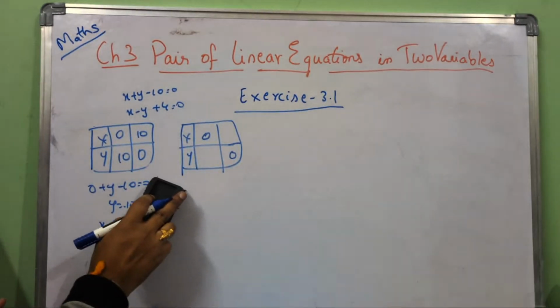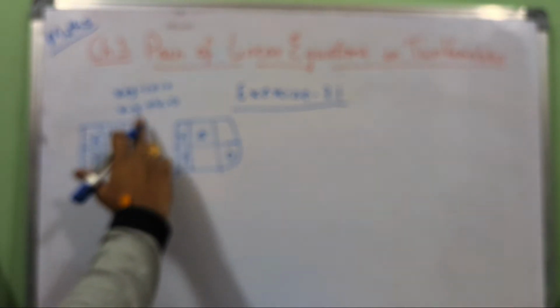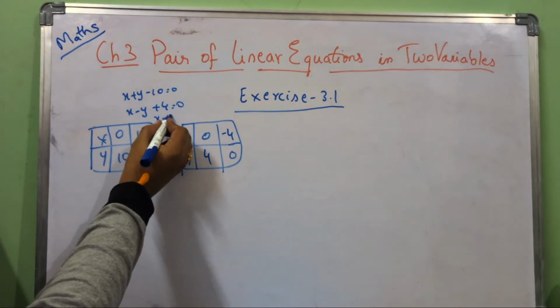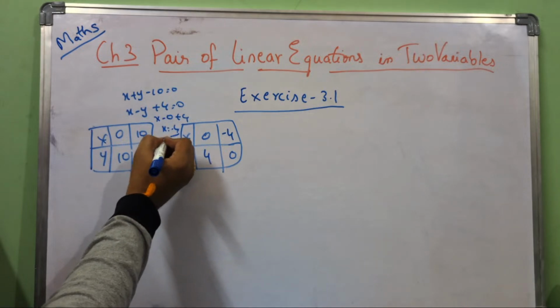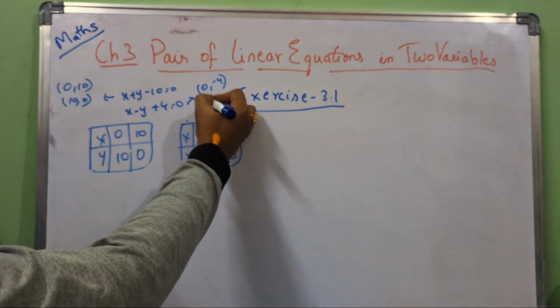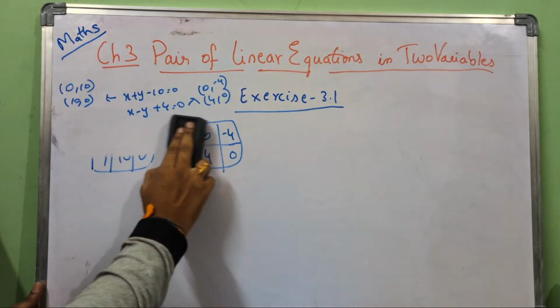Same way for the second equation. If I keep x as 0, then y minus 4 becomes 0 after sign change, so y becomes 4. If I keep y as 0, then x plus 4 equal to 0, so x equal to minus 4. So now we have 2 points for both equations. For the first equation we have 0, 10 and 10, 0, whereas for the second equation we have 0, 4 and minus 4, 0. Now let's solve graphically.